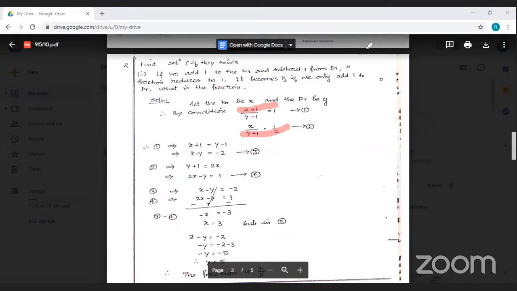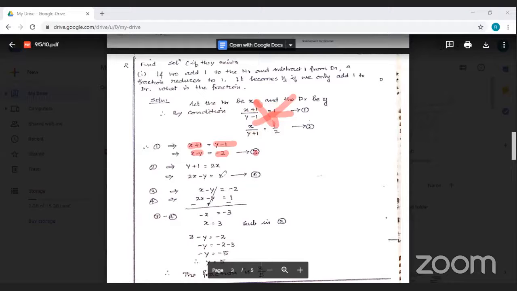Now, you have to put it in the standard form. What you have to do? Do the cross multiplication. Therefore, x plus 1 is equal to y minus 1. Therefore, x minus y is equal to minus 2. This is equation number 3. Any doubt?